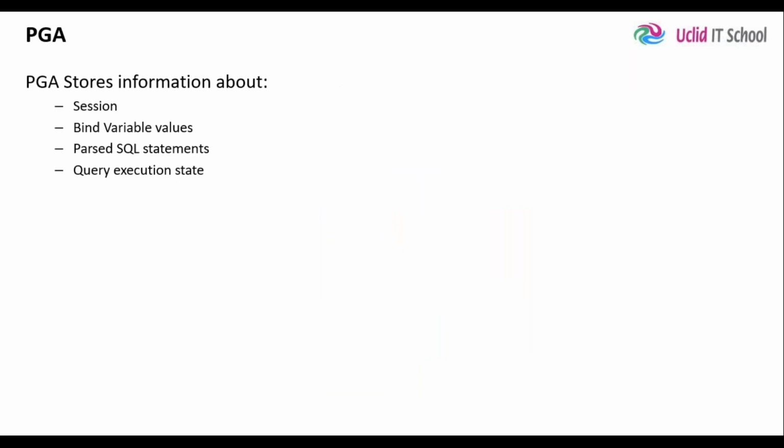Now, what kind of information is stored inside PGA? PGA also stores various information, like information about the session. Suppose a user connected to the database. Oracle allocates a server process. So the server process has to maintain the session information throughout the operation. As long as the user is connected, the session information has to be temporarily stored somewhere. So that session information is stored inside PGA memory.